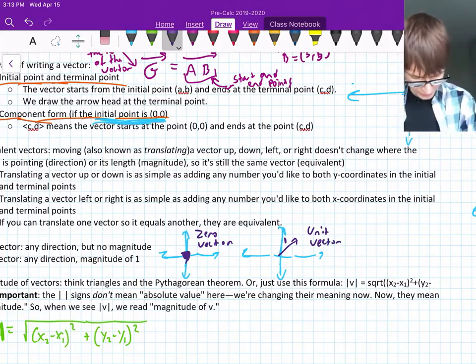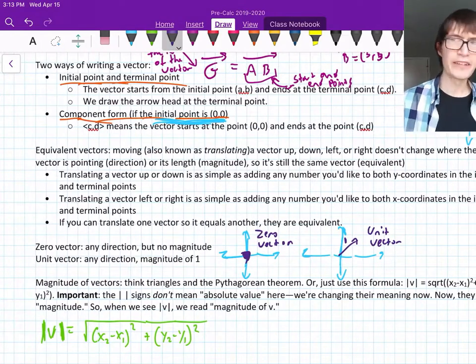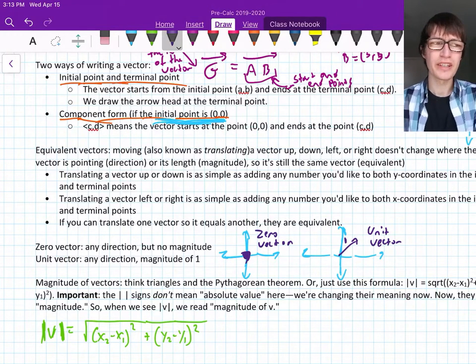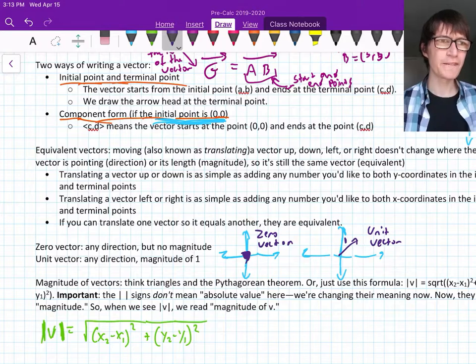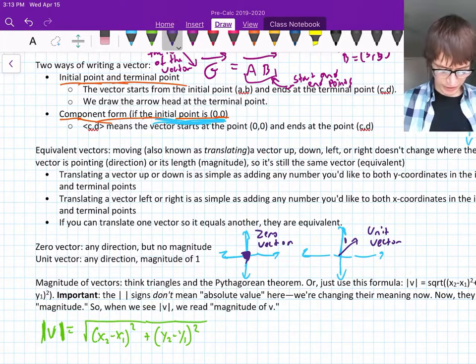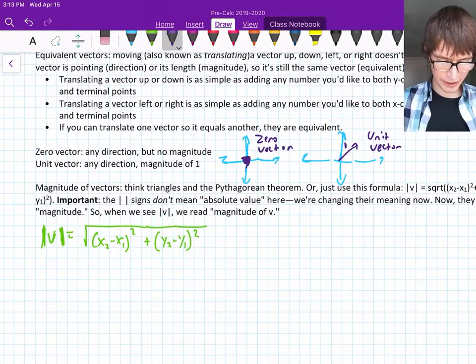Okay, finally, that's all there is to those. And finally, we have the magnitude of vectors. If you want to find the magnitude of a vector, the fancy way of explaining it is through the Pythagorean theorem. And you'll notice that this formula down here looks a lot like the Pythagorean theorem.